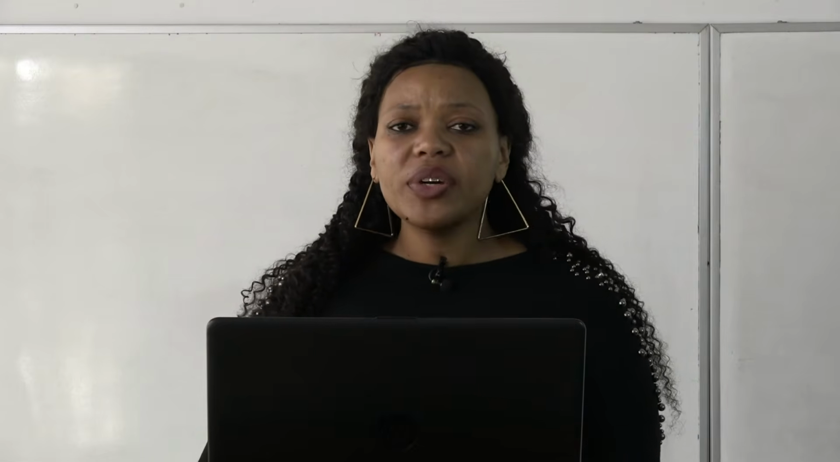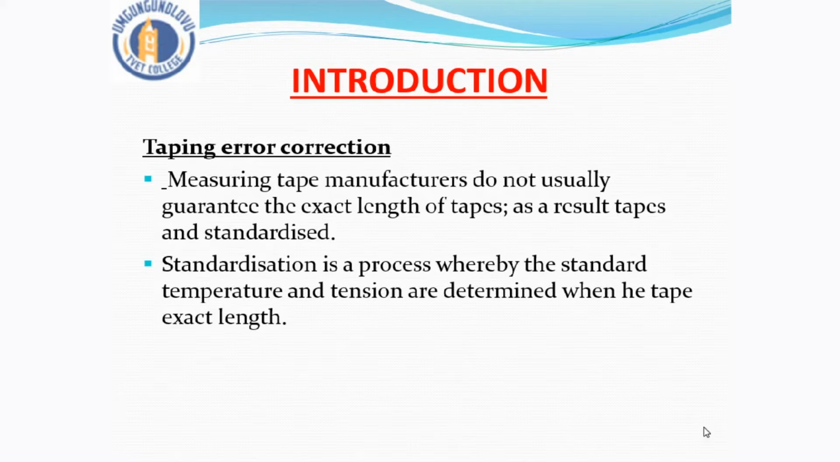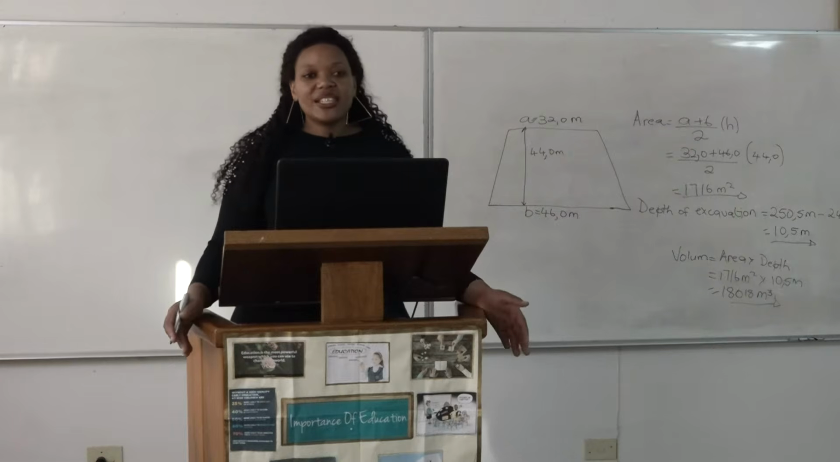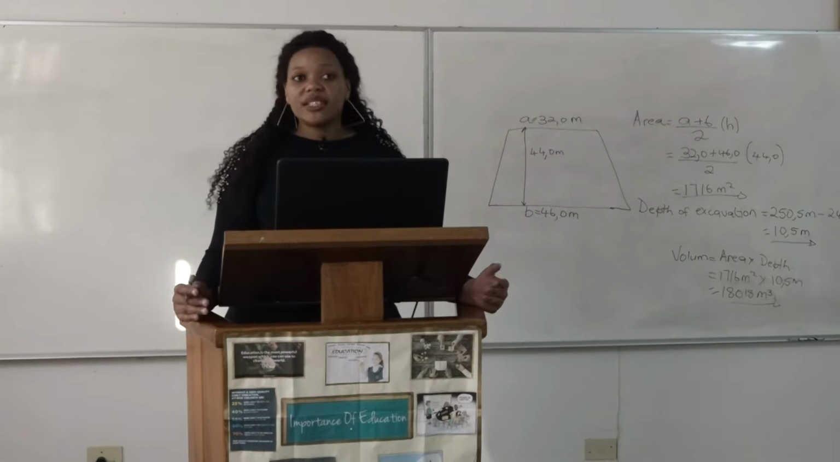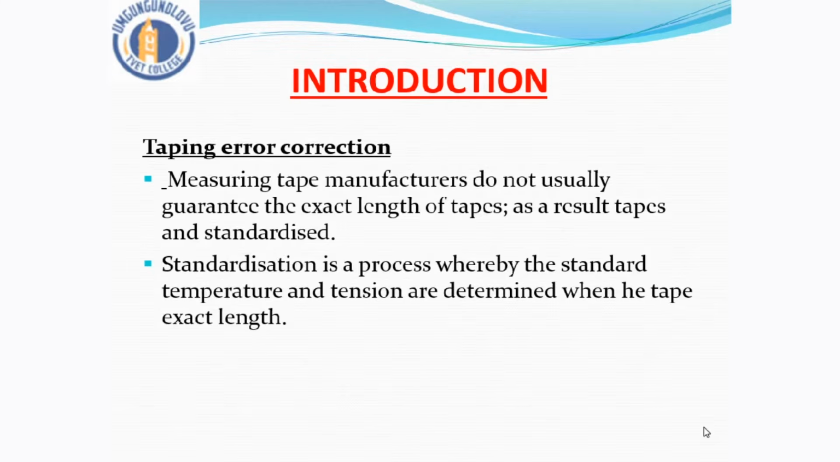Okay, so here we'll be looking at the taping error correction. Measuring tape manufacturers do not usually guarantee the exact length of the tape. As a result, the tapes are standardized. Even those people who manufacture the tape do not guarantee the exact length of the tape. That's why the tapes are standardized. What do I mean if I say the tapes are standardized? It's when the standard temperature as well as the tension are determined.